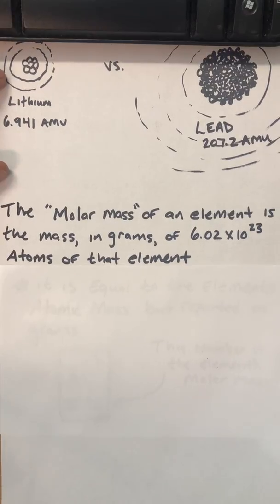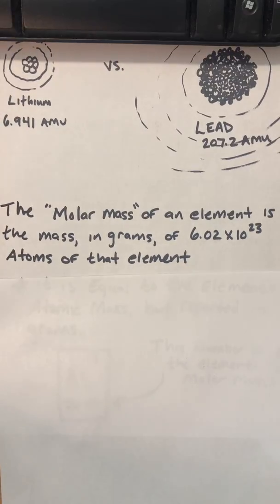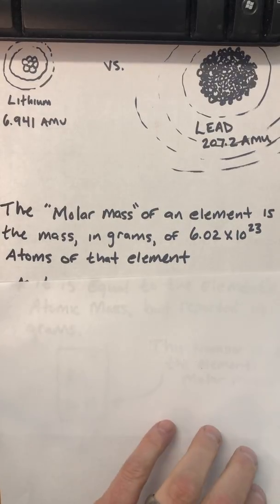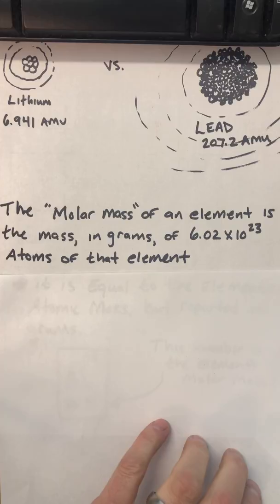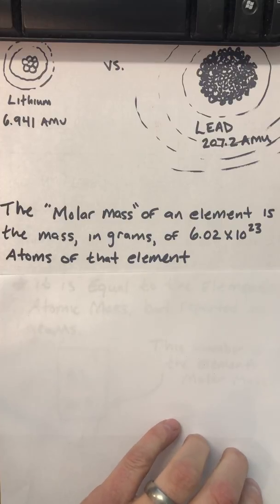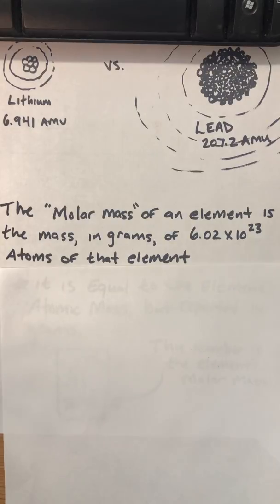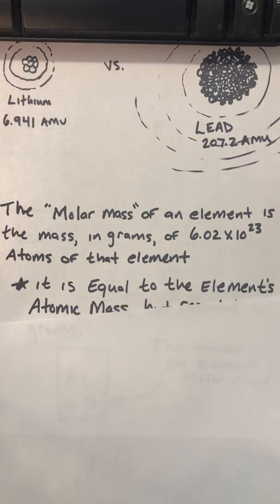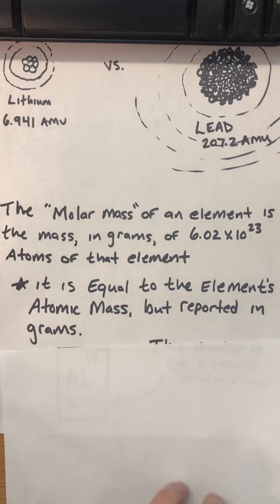If you were to have Avogadro's number of atoms of a single element, you would call that the molar mass. It's the mass in grams of 6.02 times 10 to the 23rd atoms of that element, right? And this is where it gets easy actually, it's equal to the element's atomic mass, but it's reported in grams instead of atomic mass units.